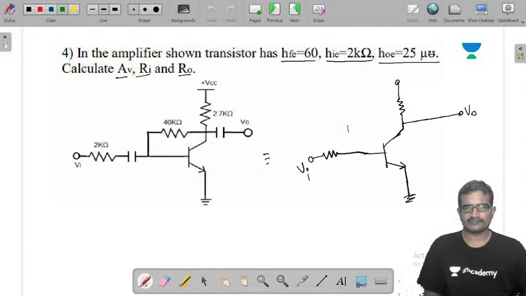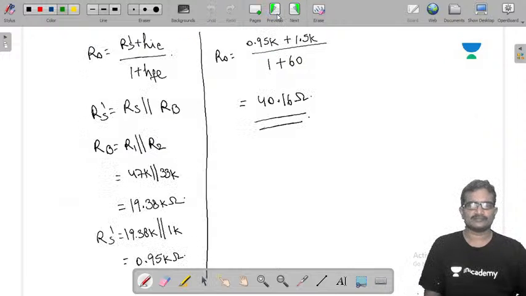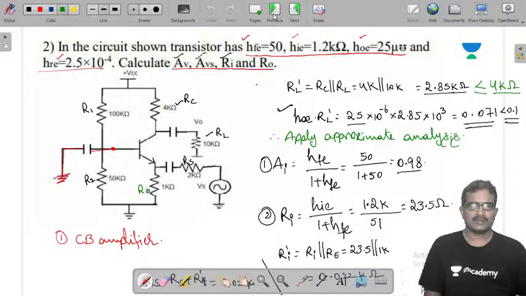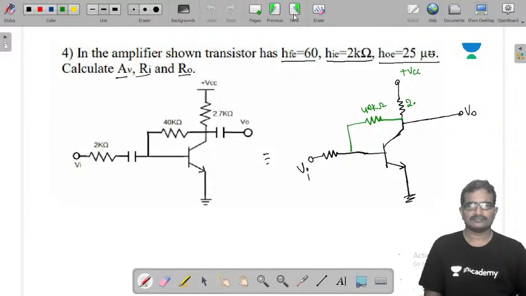Now, this is the feedback resistor. It is 40K, plus VCC. It is 2.7K, and after that its value is 2K. Now there is a feedback resistor.